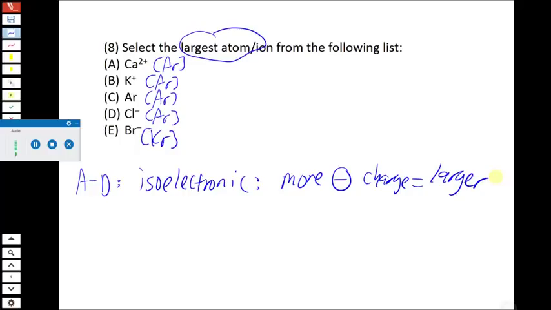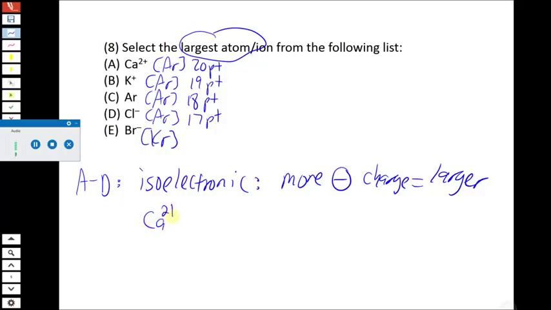So if we have these 4 choices, calcium has 20 protons, potassium has 19 protons, argon has 18, and Cl minus has 17 protons. Those are their atomic numbers. The one that has the most protons is going to be the smallest, since it pulls the electrons in closest to the nucleus. The one that has the fewest protons is going to be the largest. So we rank them from most positive to most negative.